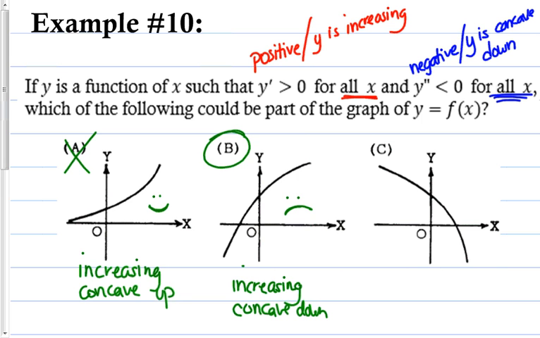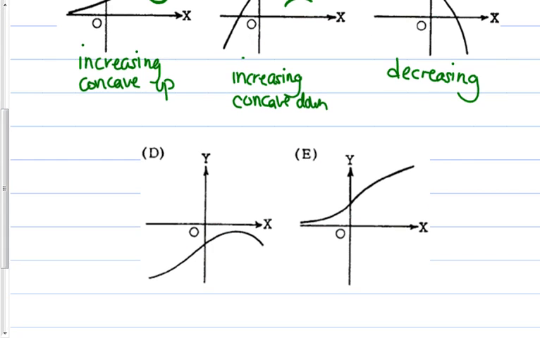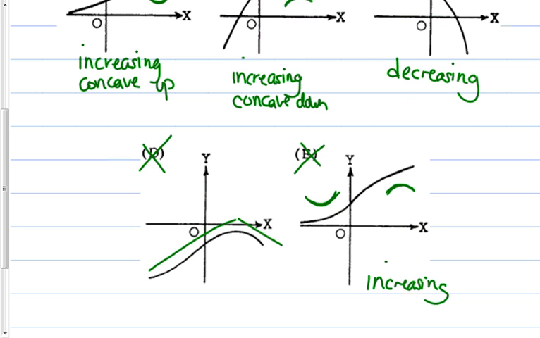C. Oh no, this is decreasing. So let me not even bother. D. D is going up and then coming down. It is both increasing and decreasing, so no. E is strictly increasing, so we're good there. But oh wait, it's a happy face over here and a frowny face over here. So no. So B is definitely my answer.